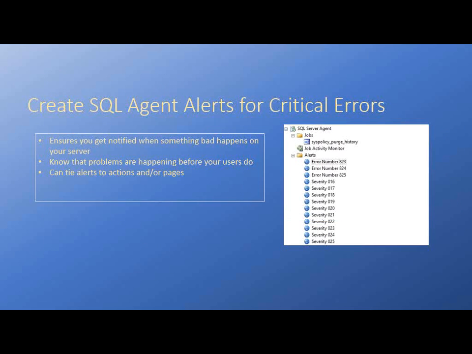And 823 and 825 are disk corruption errors, and then severity 16 through 25 resource errors in SQL Server. These are really huge because you're going to know about bad things that are happening on your server before they happen to others. This is pretty important. You can tie alerts to actions and/or pages.